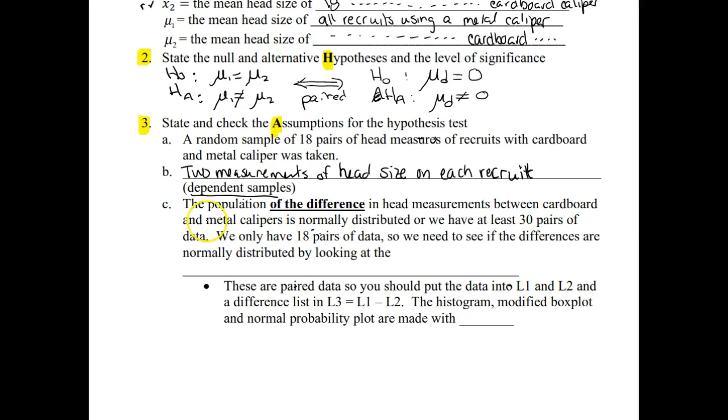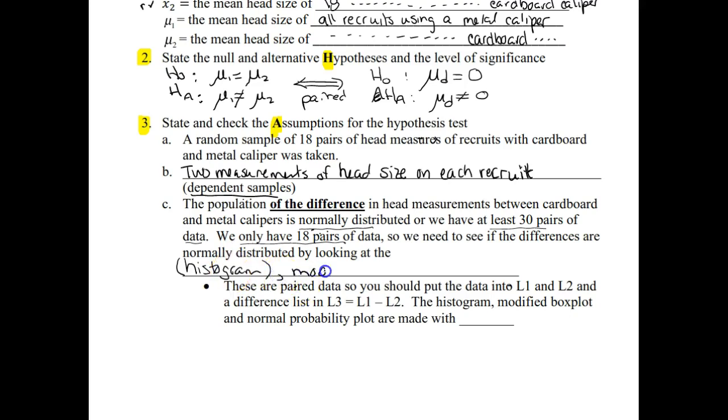All right, our next condition, we need to look at the population of differences. We want to know if it's reasonable to assume that they came from a normal distribution, or we have to have at least 30 pairs of data. We don't have that. We've only got 18 pairs. So we need to see, is it reasonable to assume that these differences are normally distributed? And to do that, we're going to look at the histogram. Although I'm going to put that in parentheses because that one's the least important, because for small data sets it's hard to judge shape.